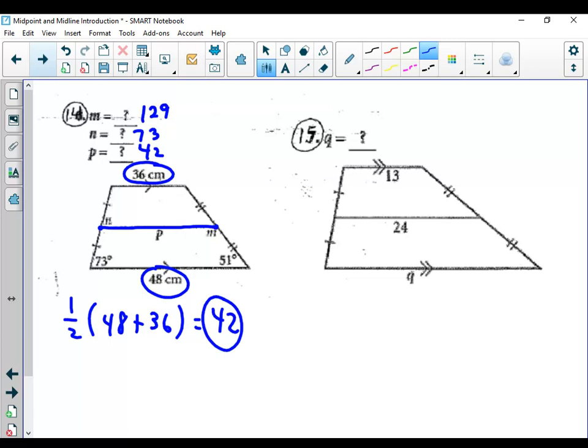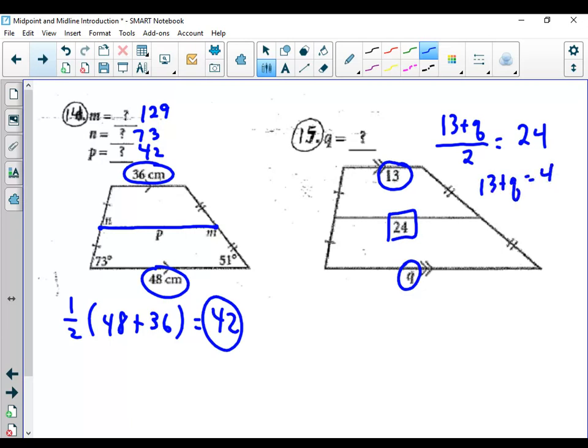All right, 15 is a slight difference, but it's still the same idea. This time we knew the mid-segment, but we're missing one of the bases. So to find that, we're going back to the fact that I'm going to take the two bases and add them together, take half of them by dividing by 2, and I'm going to end up with the mid-segment. So really, I'd be thinking about this equation. To solve that, I'm going to do just the opposite stuff. I'm going to multiply by 2, and I'm going to subtract 13. So I find out that Q has the length of 35.